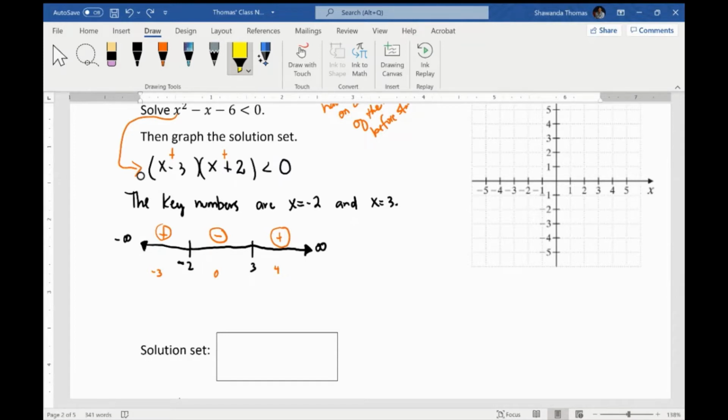Negative. What negative numbers? So what's our interval? Negative 2 to 3. This is only the interval that gave us negative. Y'all see it?